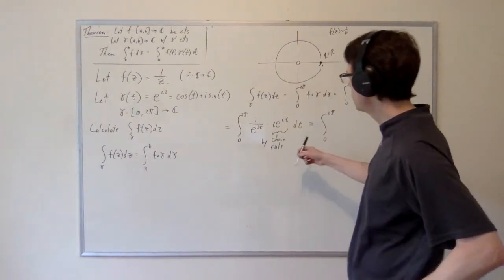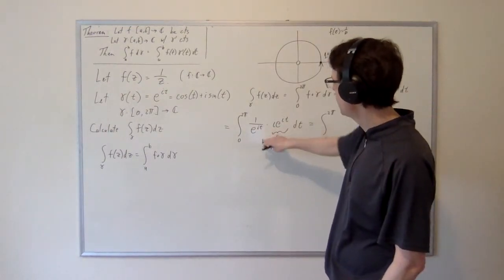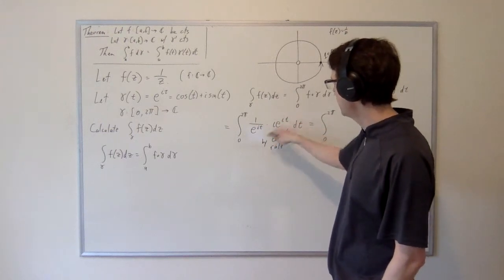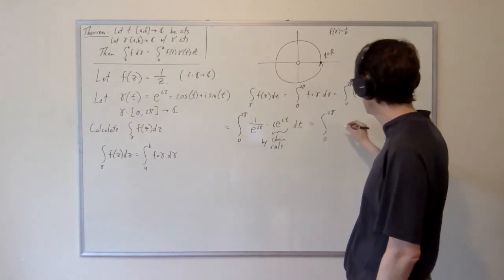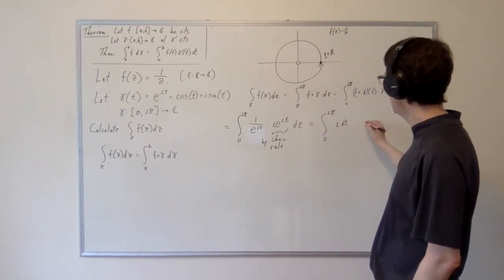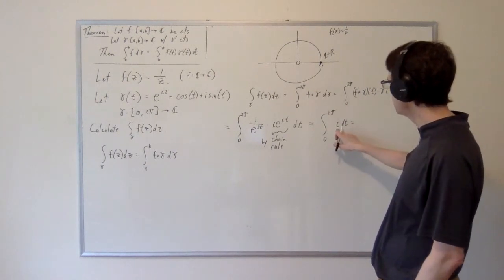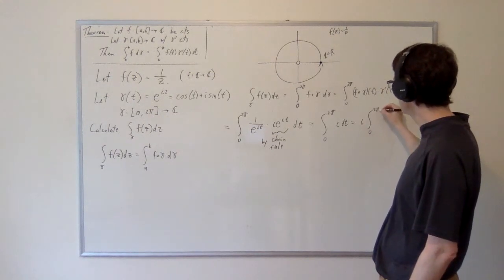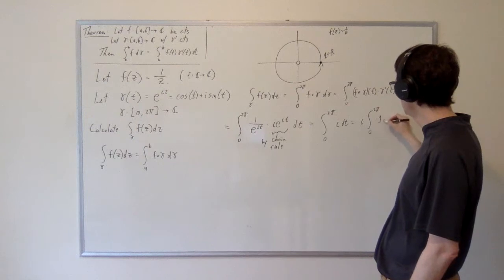And now a miracle occurs. We have e to the it in the bottom. We have e to the it in the top. There's nothing left. They cancel except the i. So we get i dt. Now here, we just have the integral of a constant. So this is i times, the constant factors out, we get i times the integral of 1 dt.